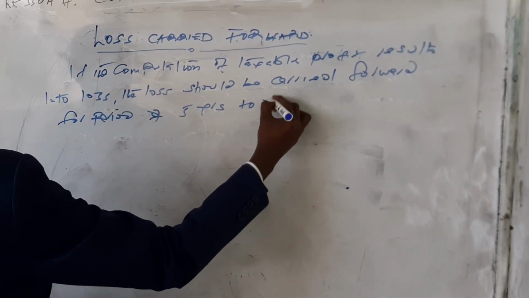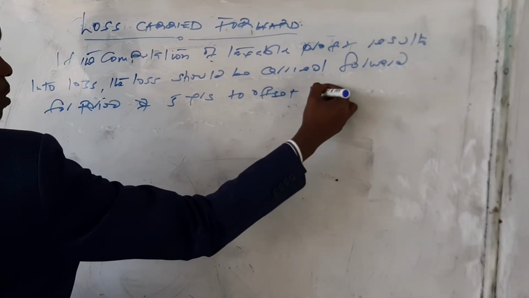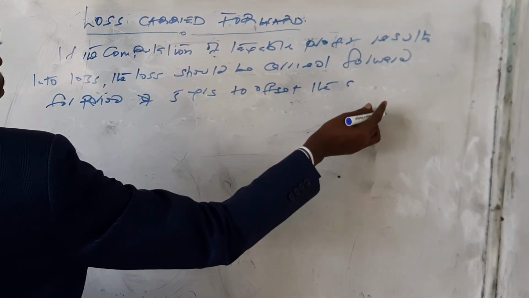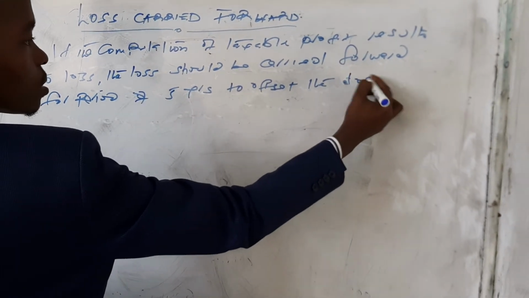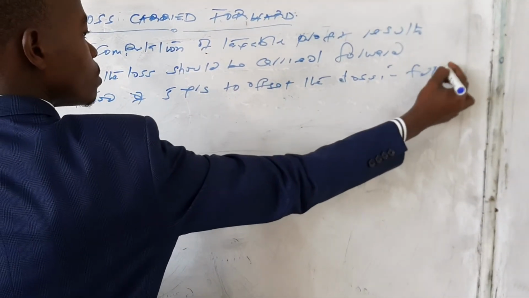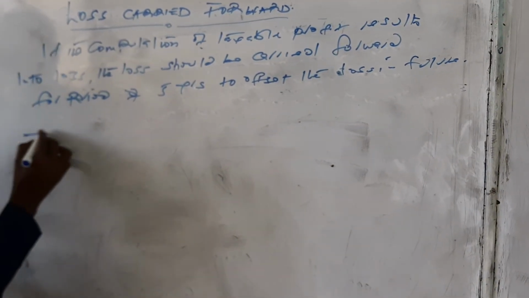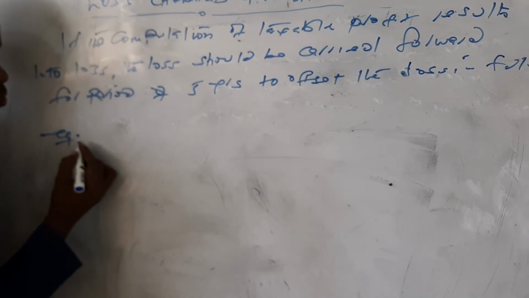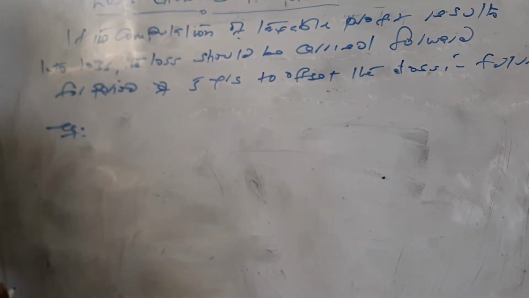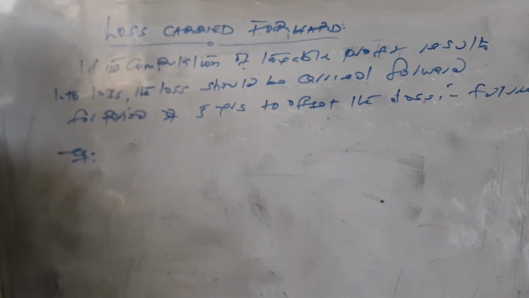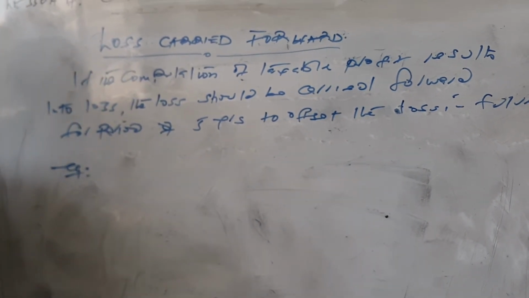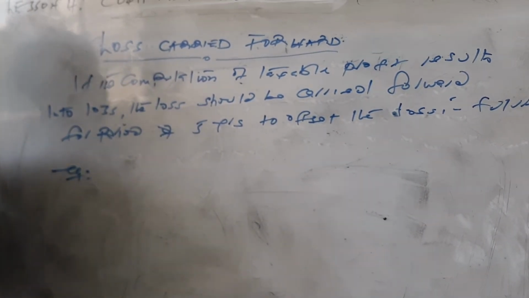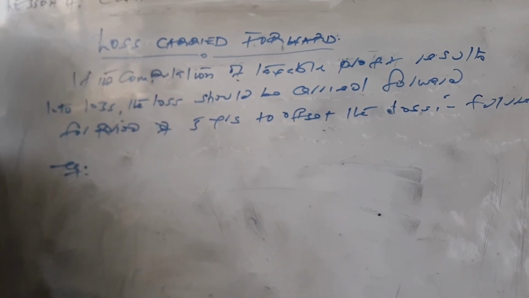To offset the losses in future. So therefore, we can have an example here. The question that I have also sent you is also in my YouTube description, and I've sent it also to your emails. So let us look at the solution of it.